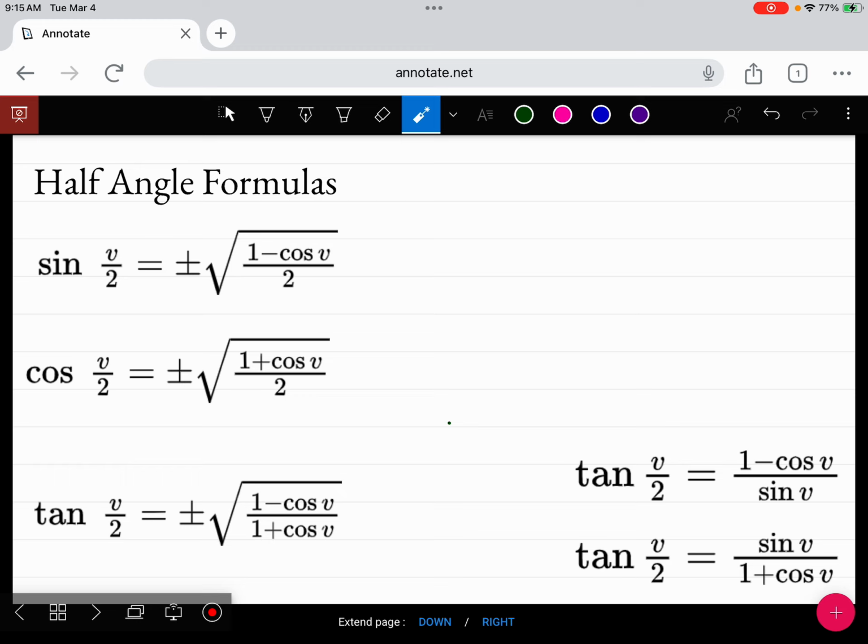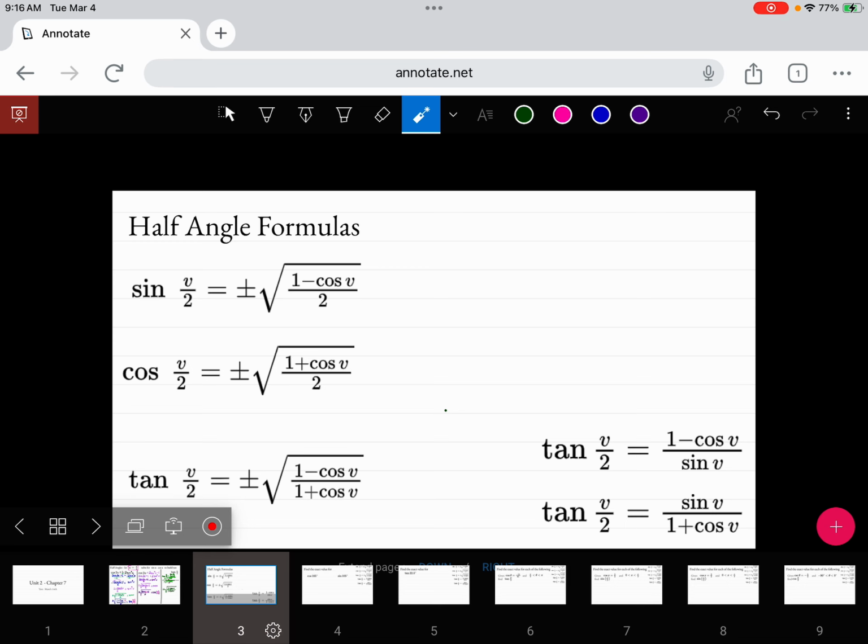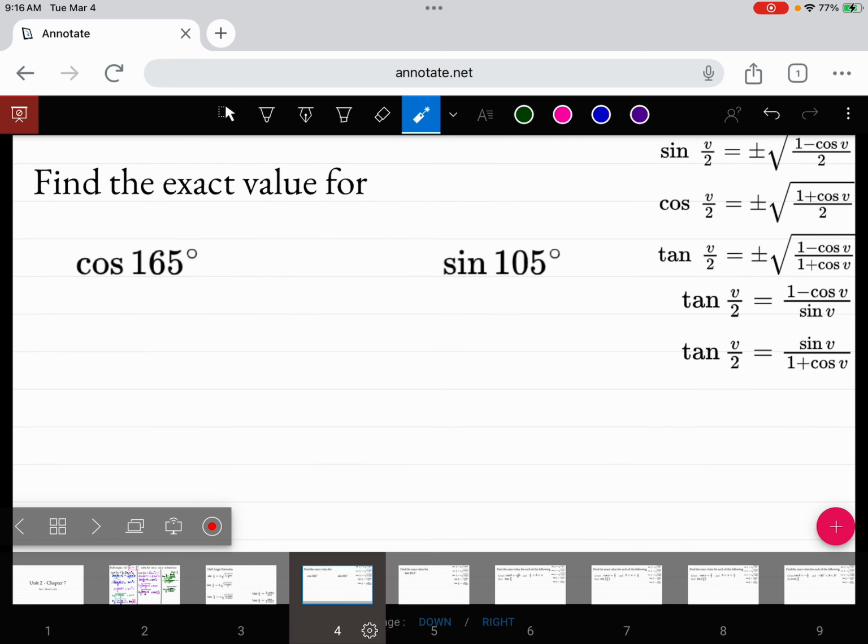And I know we look at them and we go, why? We have to see why. So the reason we have these is because sometimes we ask you guys to find angles that are not things we know. So, cosine of 165. 165 is not one of our unit circle angles. Right? What is 165 times 2?